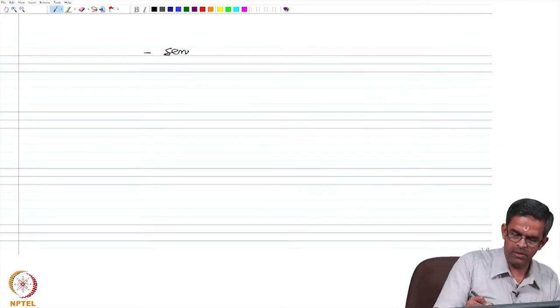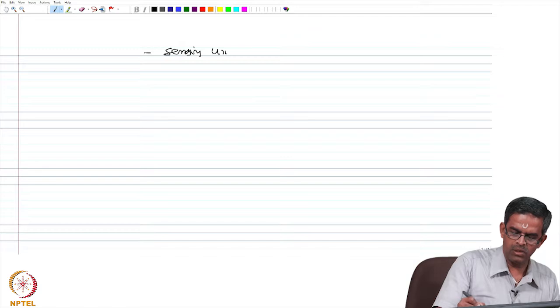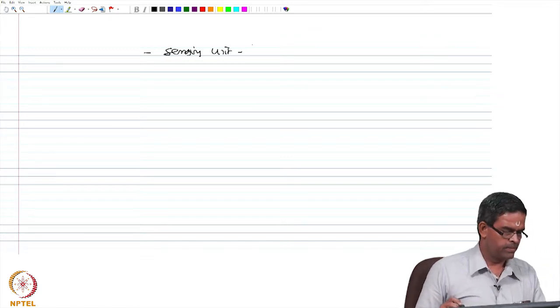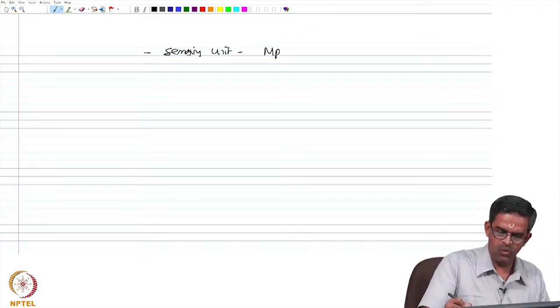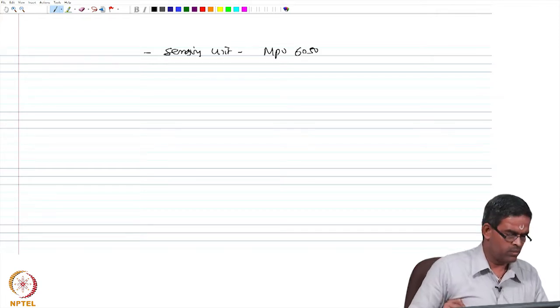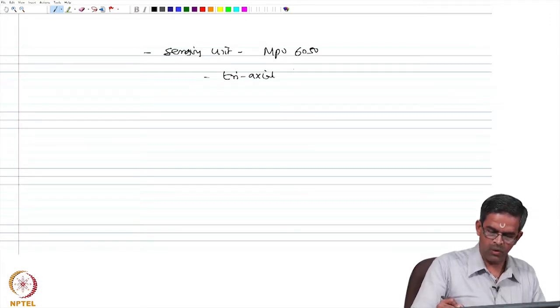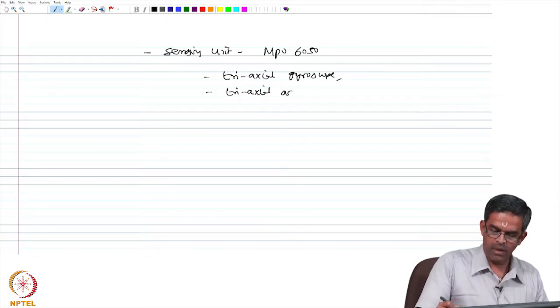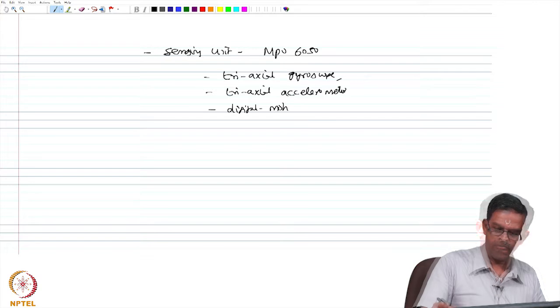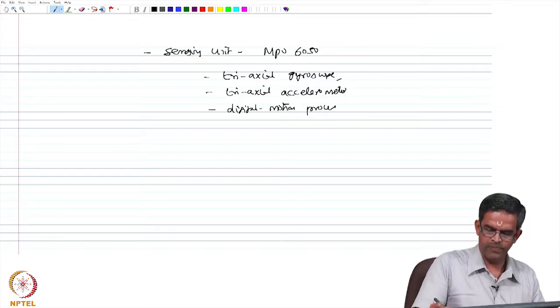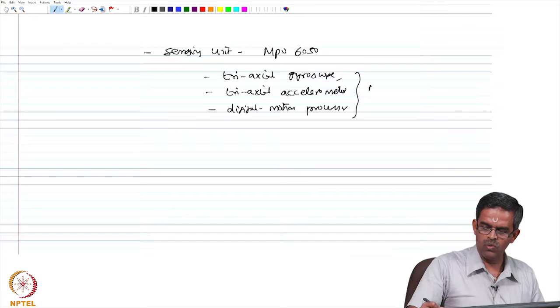The sensing unit used in the present study is MPU 6050, which is a combination of triaxial gyroscope, accelerometer, and motion processor. So, MPU 6050 used in the present study is a combination of these.